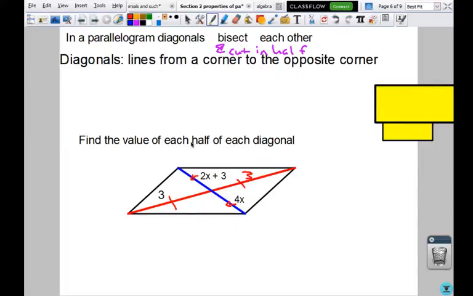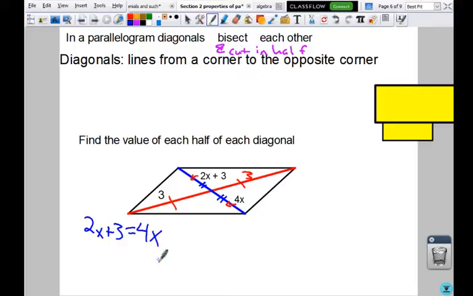But I've got a little more work in that blue one. 2x plus 3 equals 4x. They cut each other in half, which means the left half of my blue line is congruent to the right half of the blue line. They equal each other. So if I'm going to find the value of each half, I'm just going to set them equal to each other: 2x plus 3 equals 4x, and then we're just going to solve it.